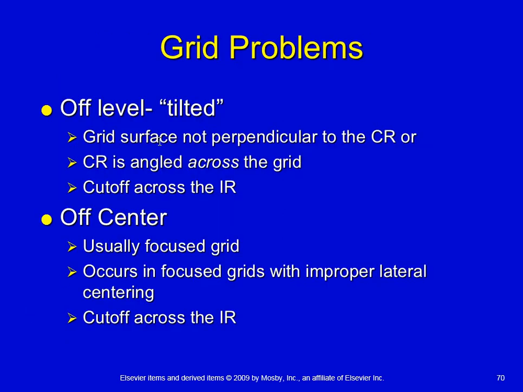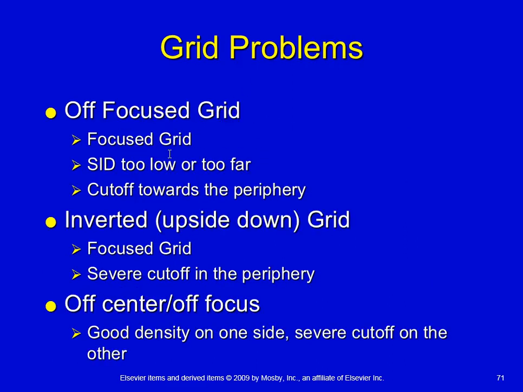So that's just the explanation of each one of those. Off-level means tilted. Off-center just means laterally. It's specific to a focus grid. Off-focus, again, means too far out, too close in. Inverted means upside down. And the results for each one of those, for the most part, are going to be grid cutoff somewhere.